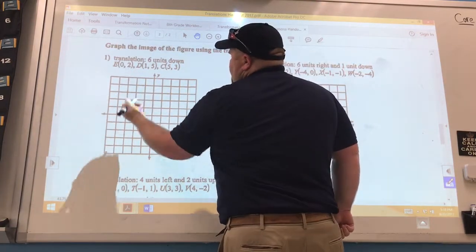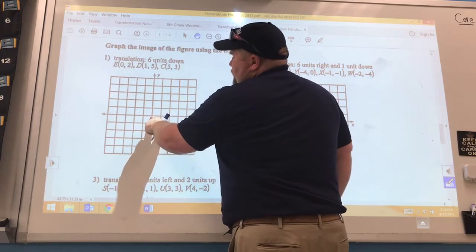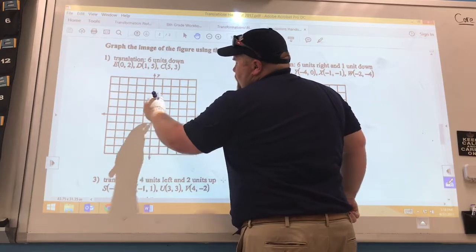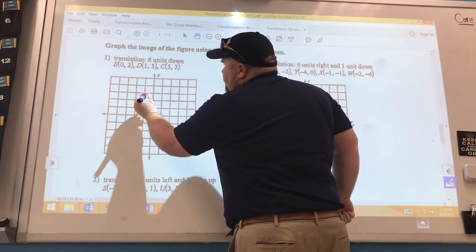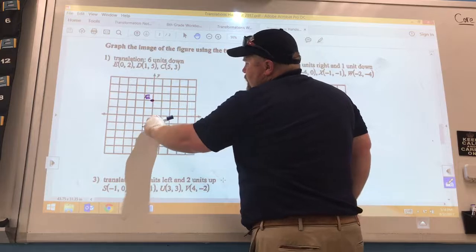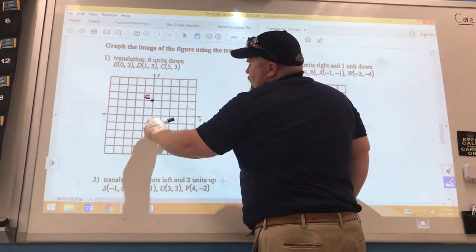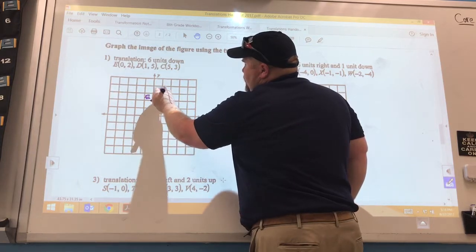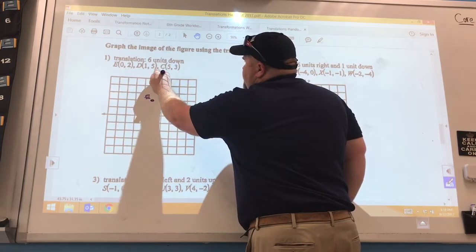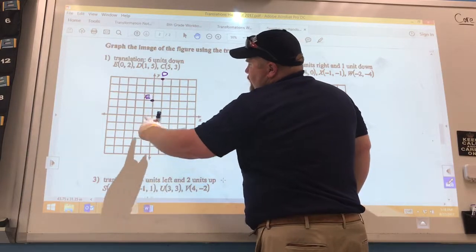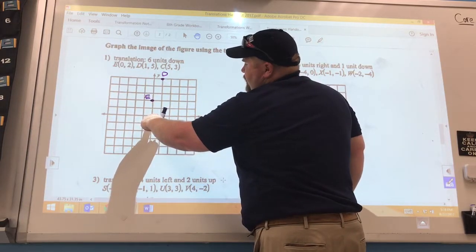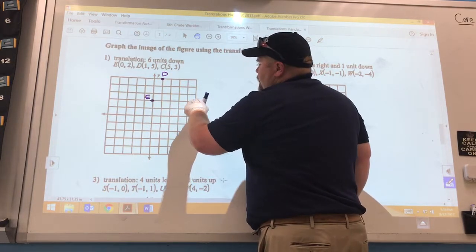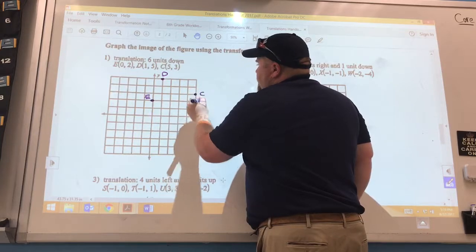So E is at 0, 2. So I start at my origin. 0 indicates that we do not go left or right. 2 indicates that we need to go up 2 spots from the origin. So here is E. D, 1, 5, go back to the origin. The 1 indicates 1 place to the right, and the 5 indicates 5 places up. 1, 2, 3, 4, 5. And so that is point D. C is 5, 3, started at your origin, 5 places to the right. 1, 2, 3, 4, 5, 3 places up. 1, 2, 3. And that is point C.